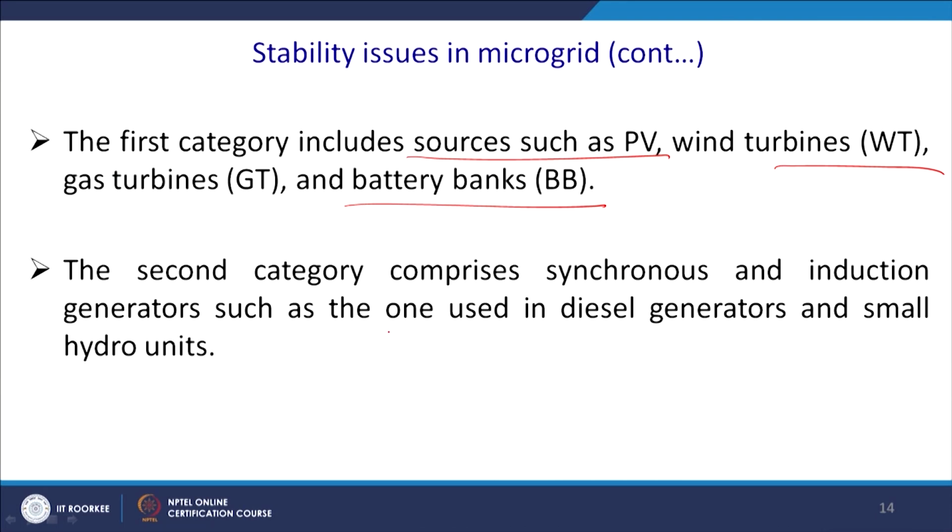The second category comprises the synchronous and induction generators, such as those used in diesel generators or small hydro units. These can be directly connected to the bus, where the field can be controlled by the field excitation.